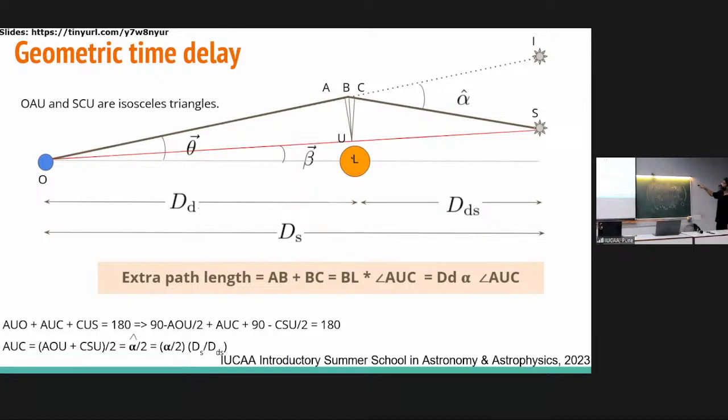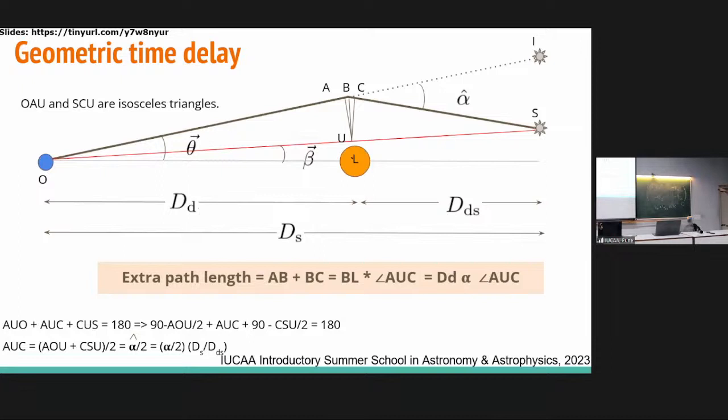Now, this AUC plus AUO and CUS should be 180, right? Because this is a straight line. So all these three angles should add up to 180, right? So AUO, which is this angle, then CUS, which is this, and then AUC, they should add up to 180. Now, what is AUO? AUO is same as this angle because this is an isosceles triangle. So this plus this alpha angle should be 180 again. It's just geometry, right? Angles sum up to 180.